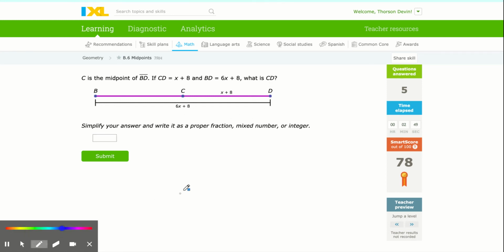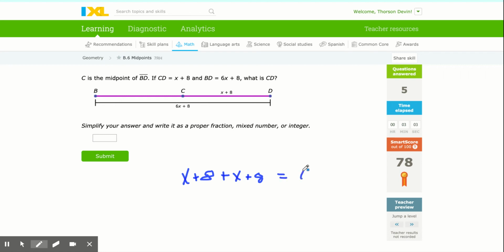But again, just do a little algebra. x plus 8 is half of the line. So I'm going to add that to itself, because I'm adding it to another x plus 8, and that equals the whole length of the line. And it says the whole length of the line is 6x plus 8. Right? So it's just a simple little algebra problem. You just got to write it out. We get 2x plus 16 equals 6x plus 8. Minus the x's across, we get 4x. Minus the 8 across, we get 8.